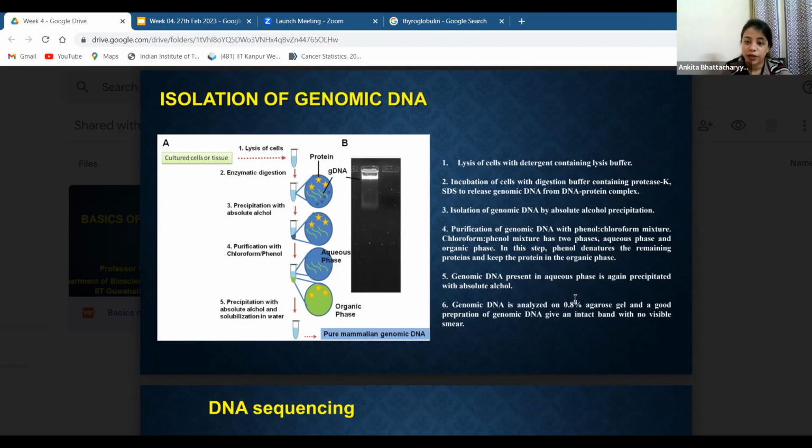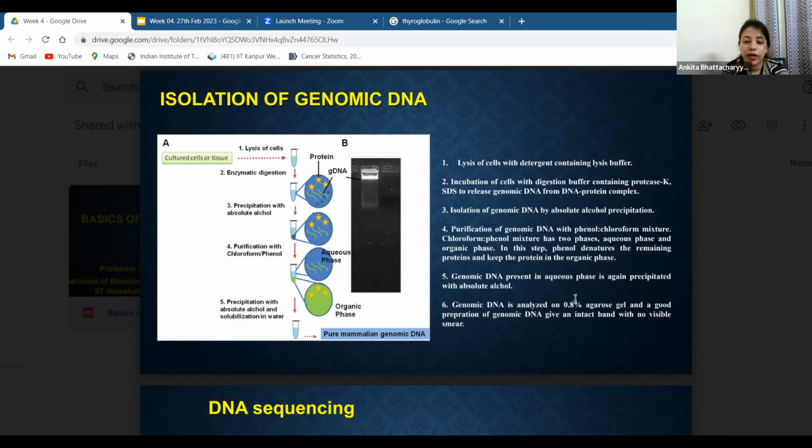Proteinase K, as the name indicates, is an enzyme which degrades or denatures proteins. So when your objective is to get pure genomic DNA, you want to make sure that other cellular components are getting removed. For that, we use proteinase K and SDS to release genomic DNA from the DNA protein complex. Isolation is next carried out using absolute alcohol, and then we can purify it using PC, which is phenol chloroform mixture as well. The aqueous and organic phases are separated, and phenol being a denaturant, it retains the proteins in the organic phase.